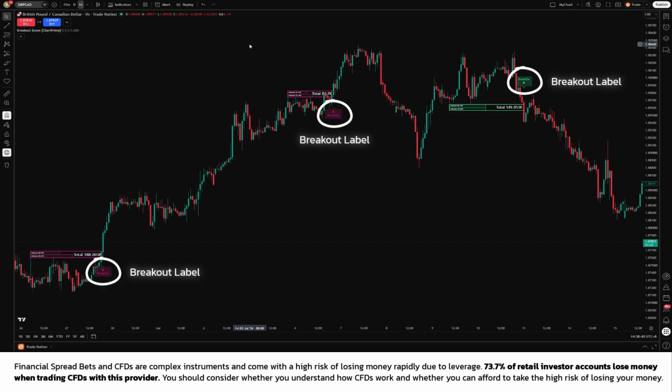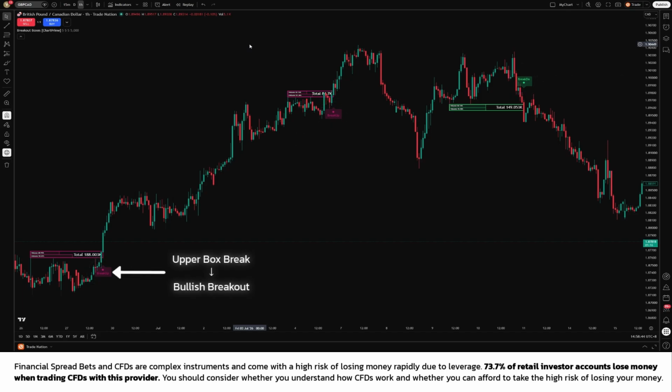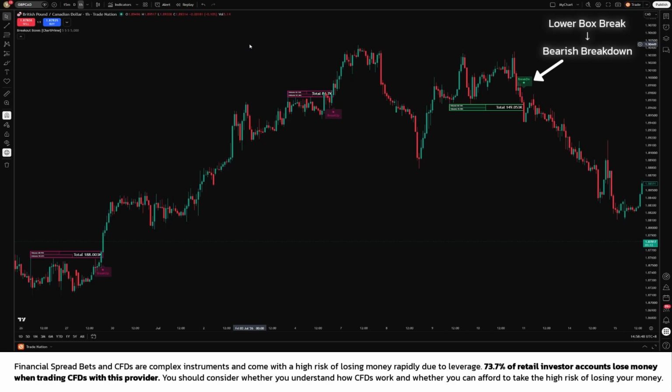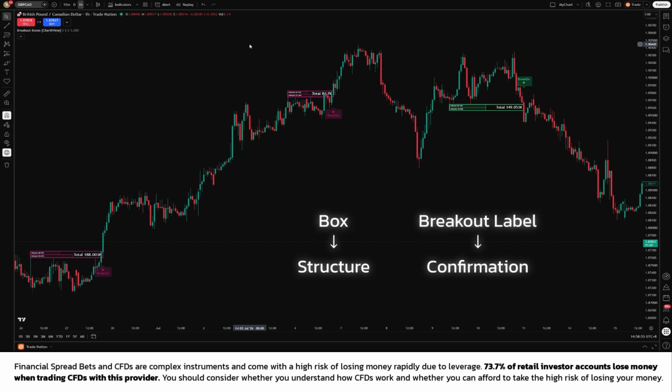The breakout label appears when price moves beyond the active box. A break above the upper box highlights a potential bullish breakout. A break below the lower box highlights a potential bearish breakdown. The important point is that the box provides the structure, while the breakout label shows when price has moved beyond that structure.